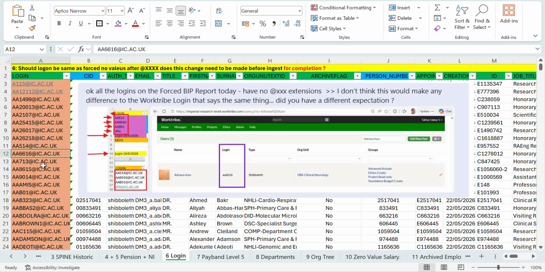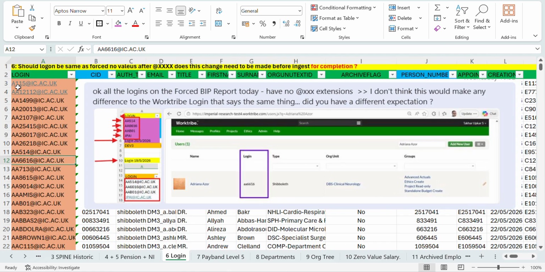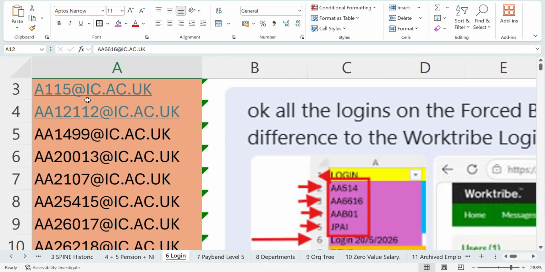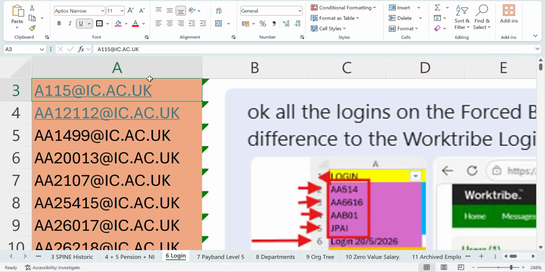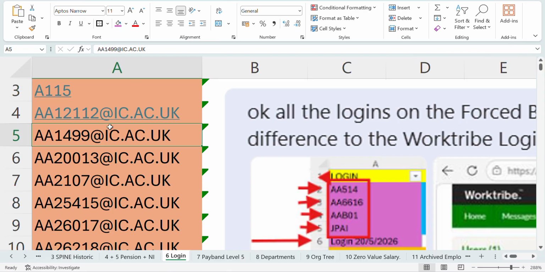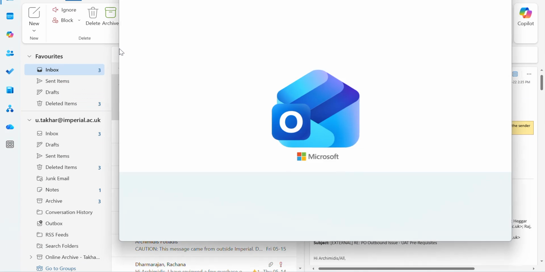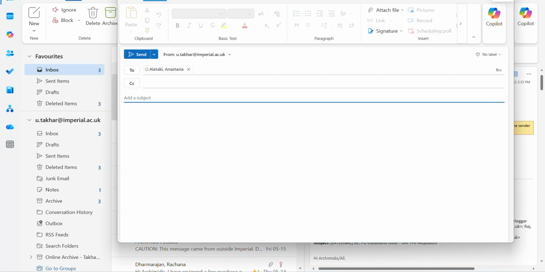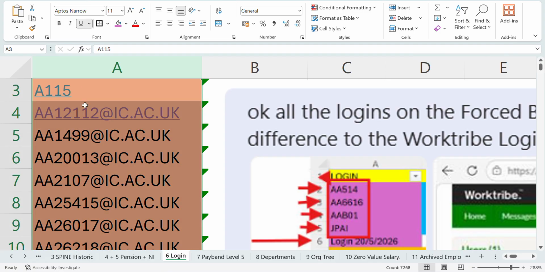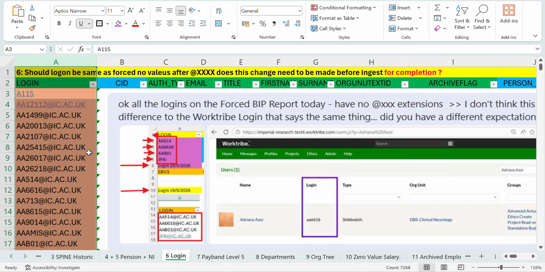And what we're saying is, and I'll just make it a bit bigger so you can see it, instead of AA15 at ic.acdk, it's going to be a case of, and let me just go into this record, take that out, and that's what you're going to see going forward. I think it tried to create an email because I clicked it. Yeah. So are we going to check? The idea is, do we need to change login to have that value all the way down?